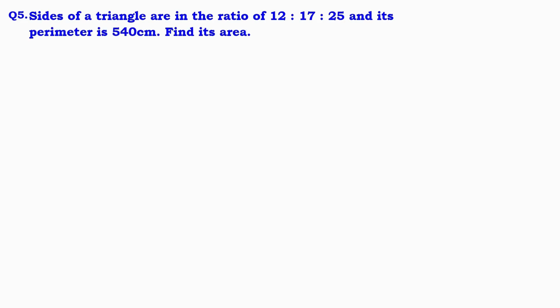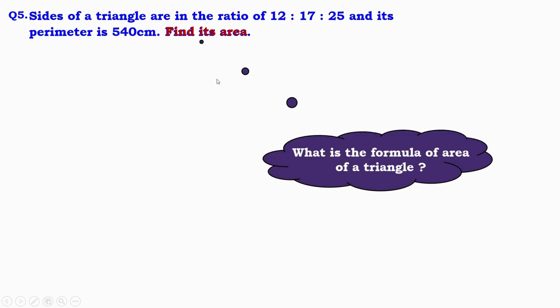5. Sides of a triangle are in the ratio of 12 is to 17 is to 25, and its perimeter is 540 centimeter. Find its area. Okay. So now let us take a look how we are going to solve it. So we have to find the area. So what is the formula of the area of the triangle? That is square root of s into s minus a into s minus b into s minus c.